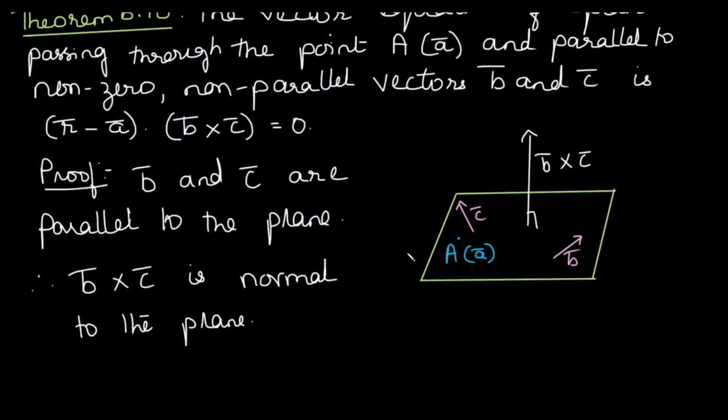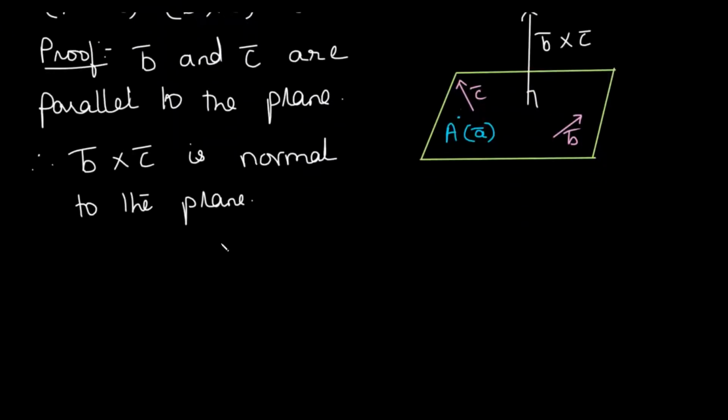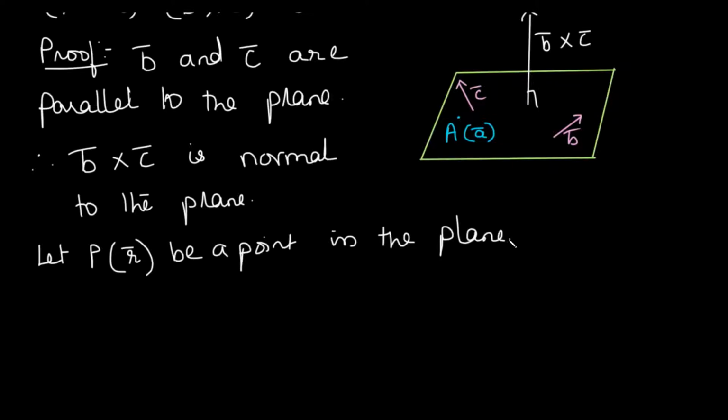Now suppose we take a point, let P be a point in the plane other than A, having position vector R bar. Suppose P is over here having position vector R bar, and if we join A and P, we get vector AP bar. AP bar is a vector which is present in the plane.